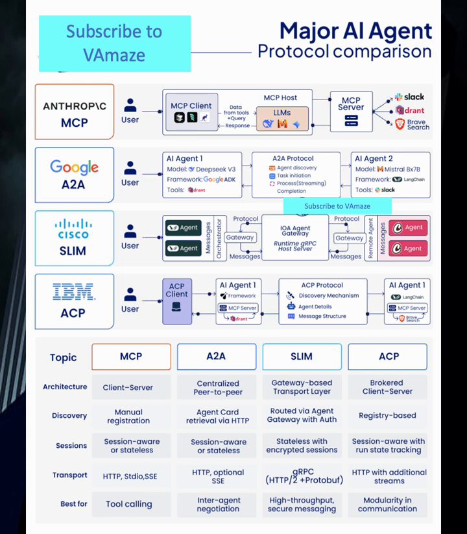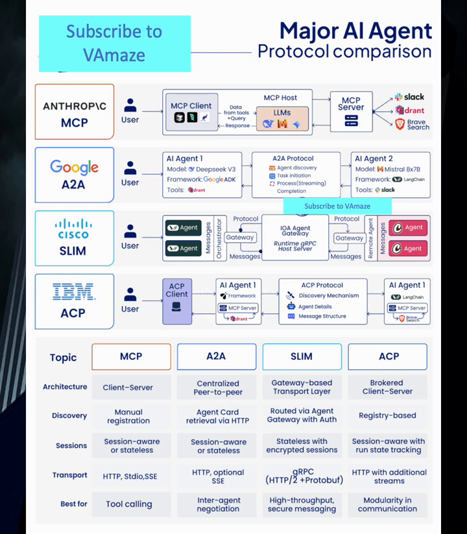Step 4. Dynamic message routing. Gateway analyzes message destinations and routing policies. Automatically routes messages through optimal network paths. Handles load balancing and failover. Maintains quality of service requirements. Step 5. Security and observability.